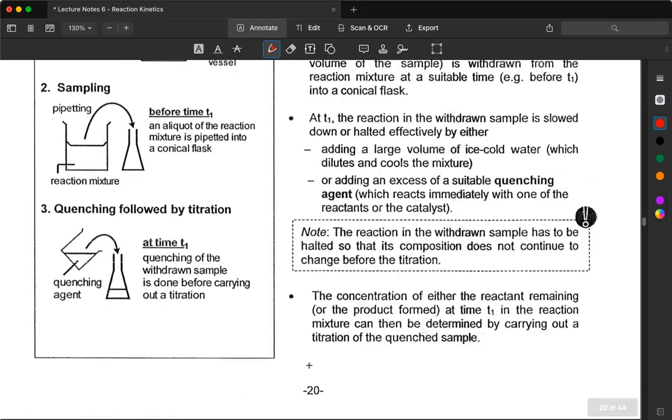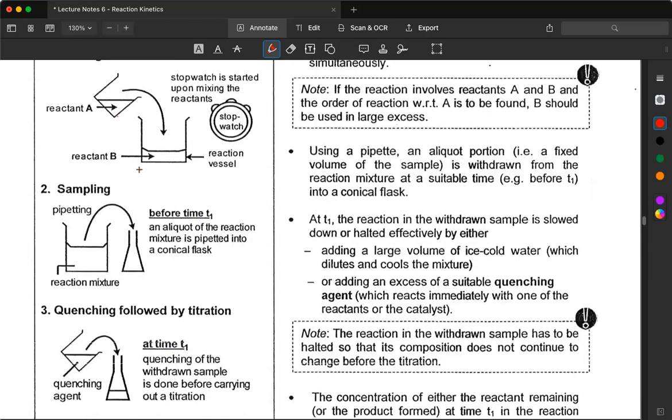So you must carry out titration. It's like working backward.